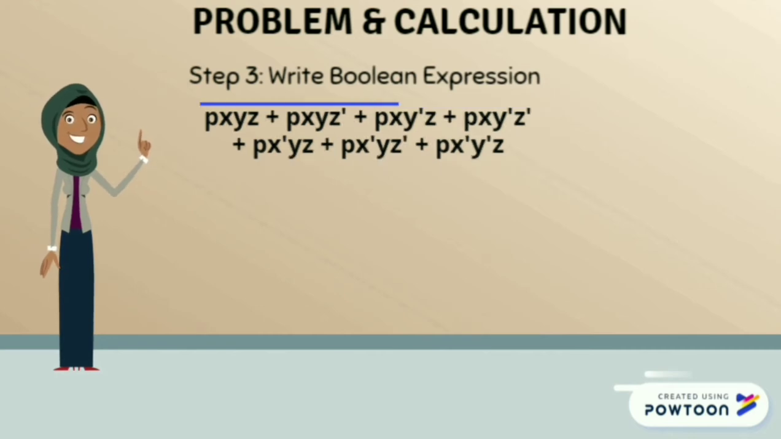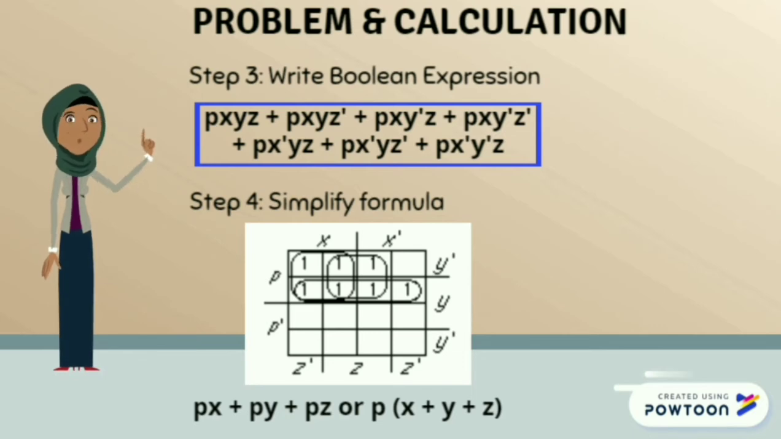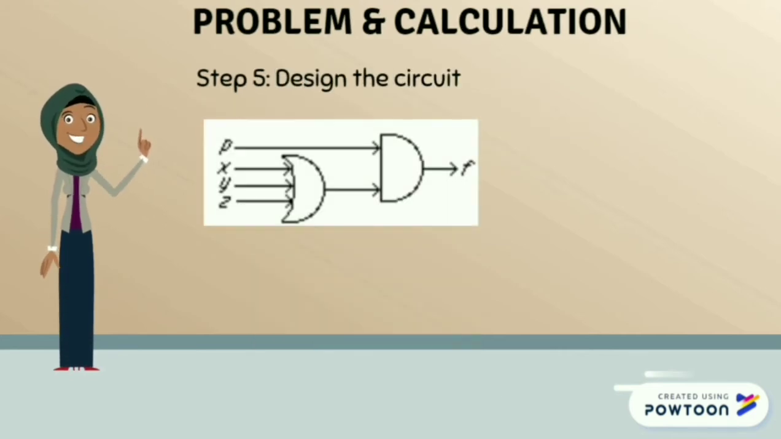To simplify the formula, we can construct a map that shows 3 groups of 4 ones each, giving this expression: PX plus PY plus PZ, or P(X plus Y plus Z). So, the rocket firing circuitry can be designed as followed.